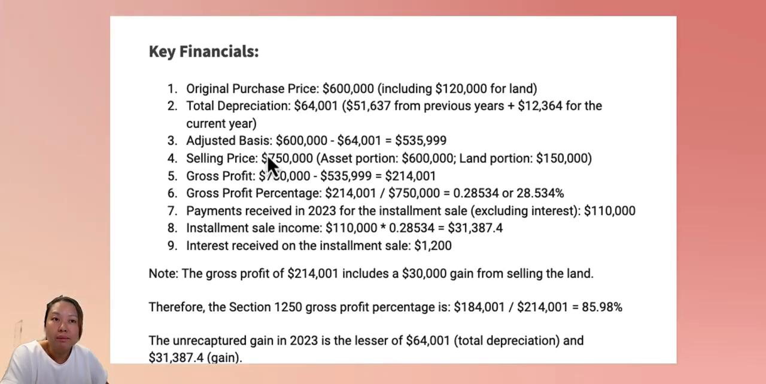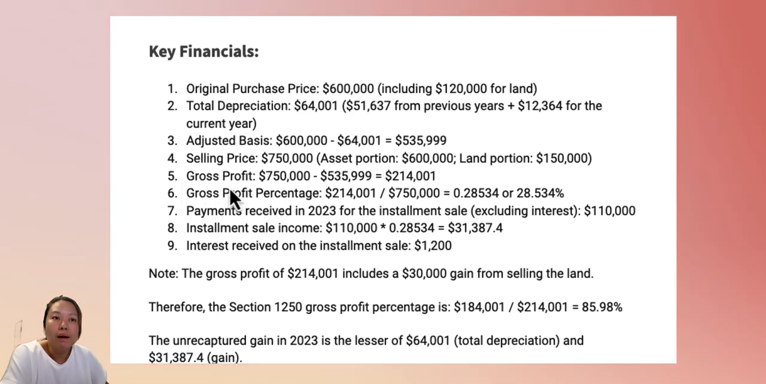So the adjusted basis is the purchase price minus the total depreciation that we took. So that gives us $535,999. And then the selling price for this property is $750,000. So the assets portion, which is the actual home, like the structure, is $600K, and the land portion is $150K.